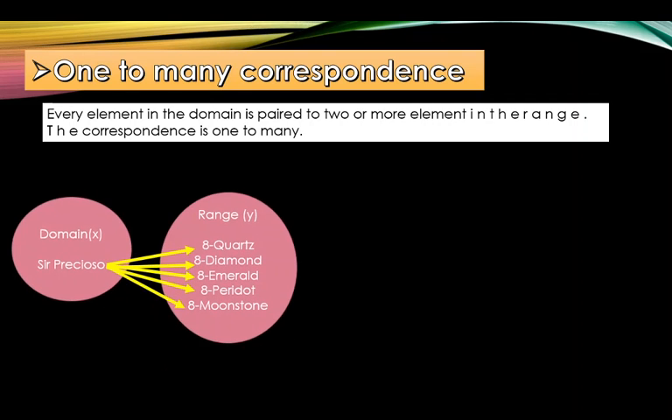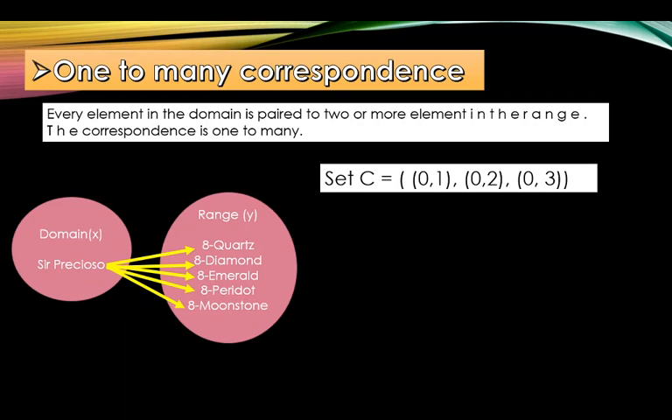So, let us have an example. The domain here is Sir Precioso, while the range are 8 quartz, 8 diamond, 8 emerald, 8 peridot, 8 moonstone. So, the teacher corresponds to 1, 2, 3, 4, 5 different grade 8 sections. No? Kulang pa nga ng isa yan. 6 dapat yan. But here in the example, we have one teacher to many grade 8 sections. So that is an example of one-to-many.